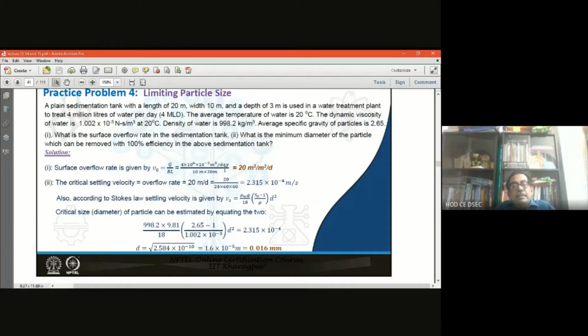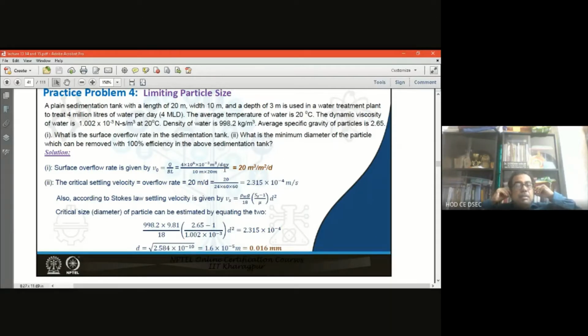Now B is given in the question as 10, L is given as 20, and Q is given as 4 million liter, so you have to convert. Then Q by BL will give you 20 meter cube per meter square per day. That is the overflow rate. That is one answer that has been found out.